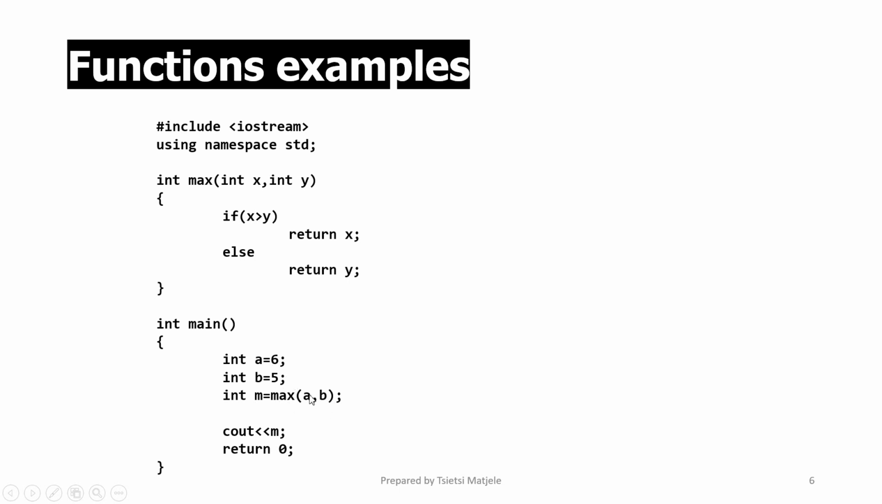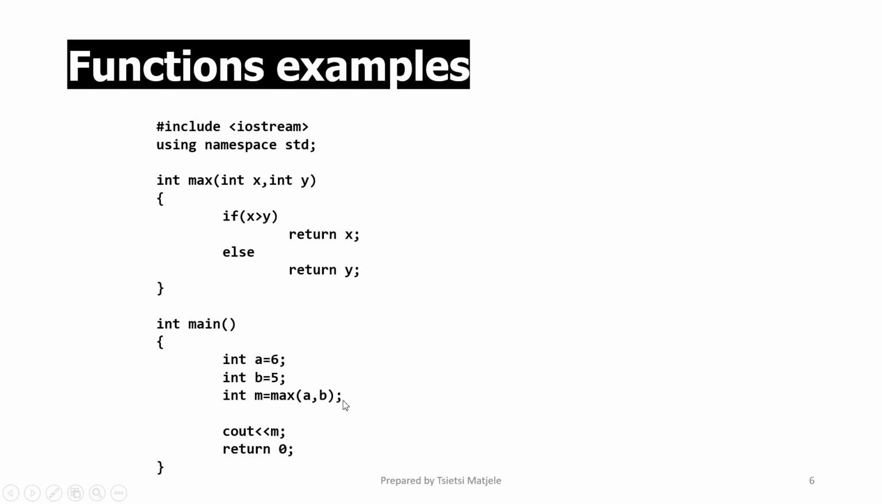Then what does this function do? What is the work of this function? Remember, we talked about this. It checks between the two values given which one is greater. That means if x is greater than y, return x, else return y.